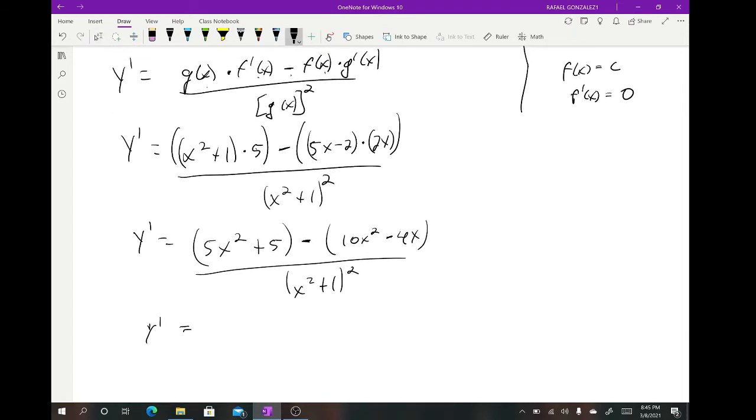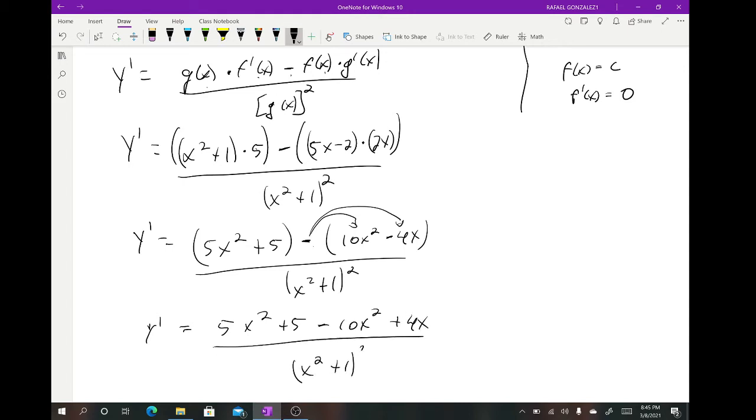In any case, we can actually do a little bit more simplification because now we have to distribute the negative sign into the second binomial. So that's just 5x squared plus 5. Then minus 1 times 10x squared is just minus 10x squared. And then minus 1 times minus 4x is simply plus 4x. All divided by x squared plus 1 squared.